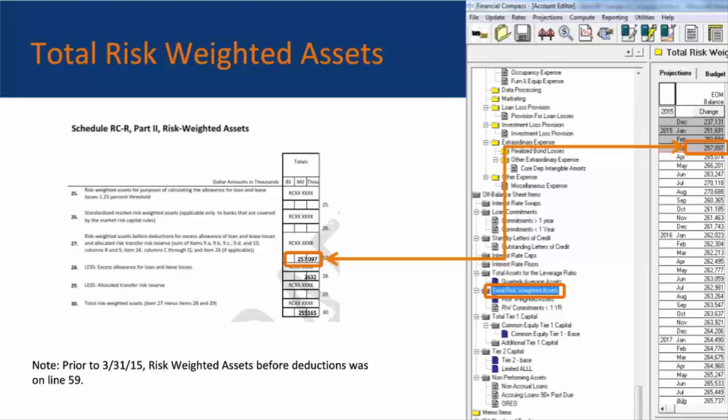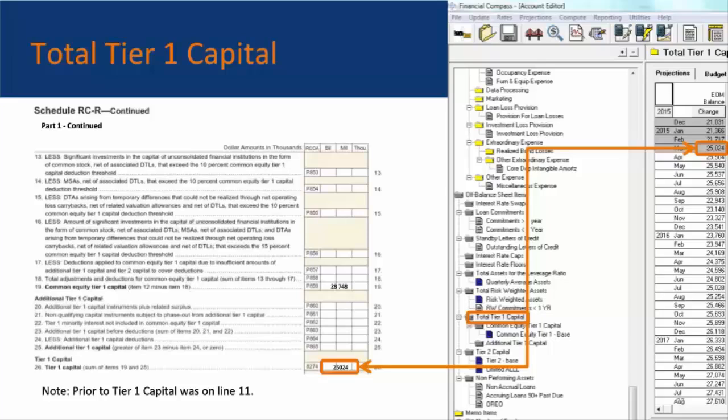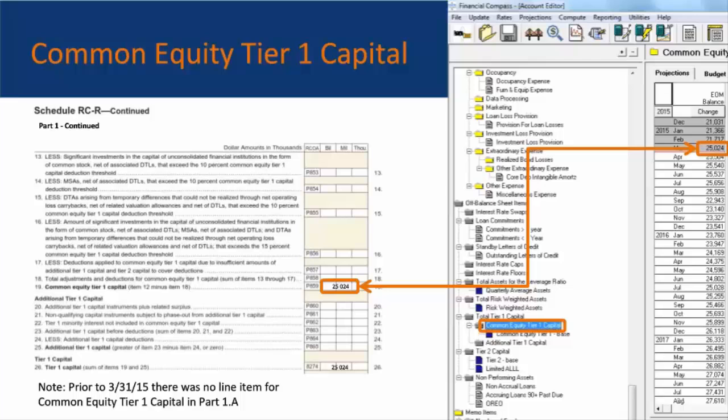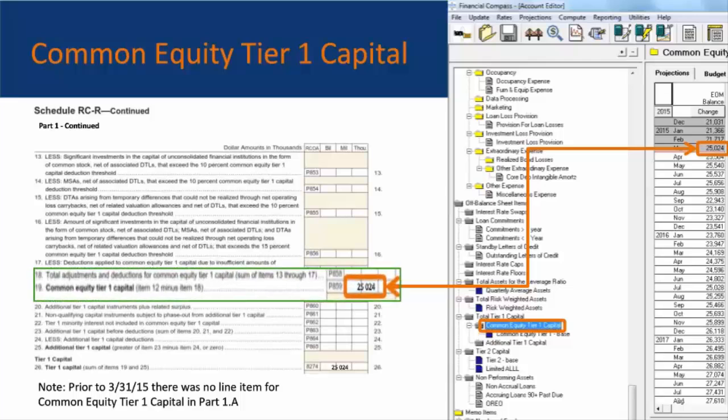All right, let's move on now to reconciling the capital levels. The next Compass gray folder is Total Tier 1 Capital. It corresponds to line item 26 in Schedule RC-R, Part 1, Tier 1 Capital. Next, we go to Common Equity Tier 1 Capital. In Compass, that ties out to line 19 on Schedule RC-R, Part 1.